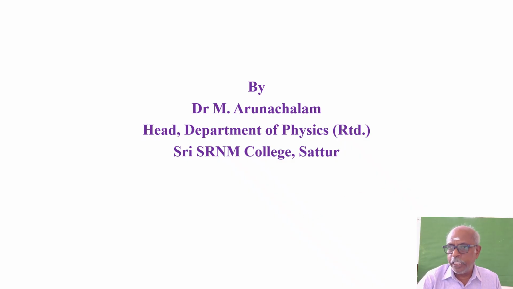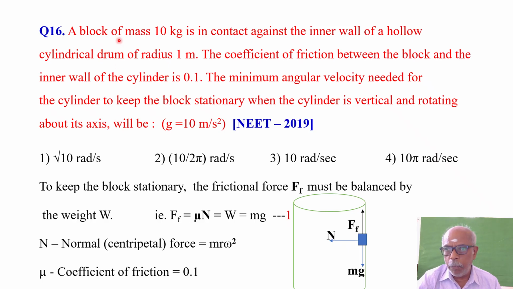The question is, a block of mass 10 kilogram is in contact against the inner wall of a hollow cylindrical drum of radius 1 meter. So this is the hollow cylindrical drum, this is its inner wall, and this is the block. The coefficient of friction between the block and the inner wall of the cylinder is 0.1.